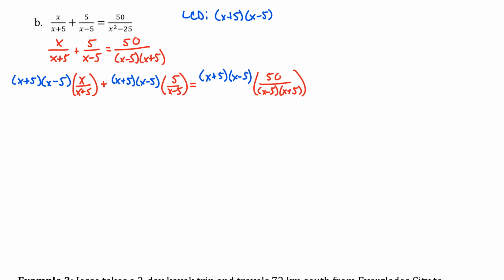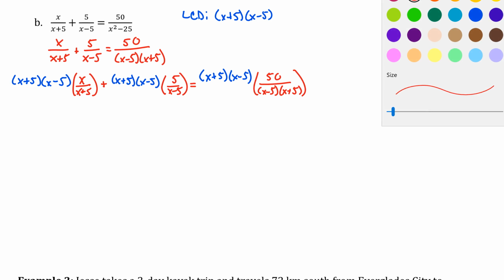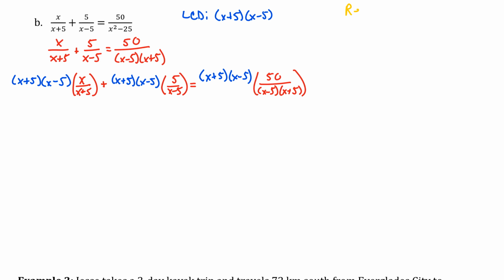And I actually forgot to do something up here. Remember, we have to check for our restrictions. So what we're going to do is take x plus 5 times an x minus 5 cannot equal 0. So x plus 5 cannot equal 0, and x minus 5 cannot equal 0. So x cannot be a negative 5, and x cannot be a positive 5 when we finish.